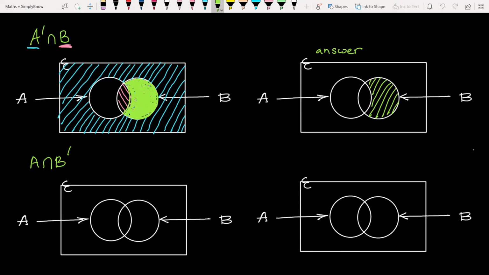Now what about A intersection B complement? Okay, again let's do our scrap work. Then we can easily identify our final answer. So I'm going to shade everything in A. Then I'm going to shade B complement. This means everything outside B.